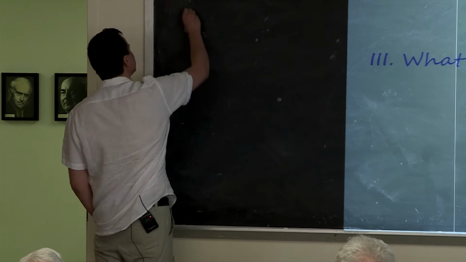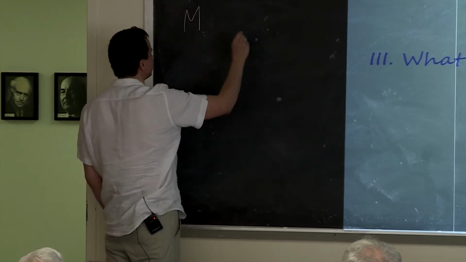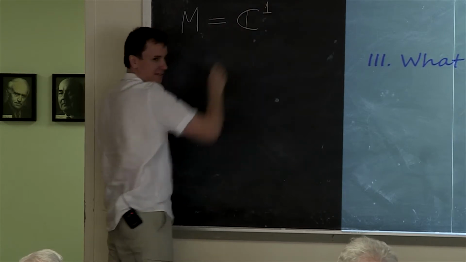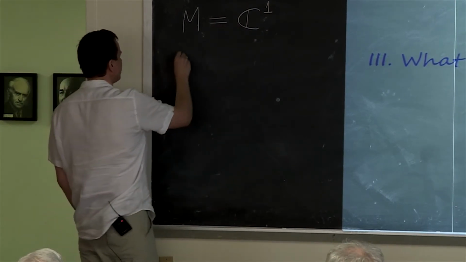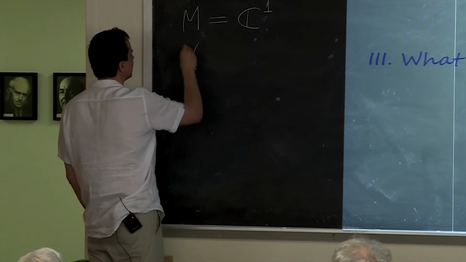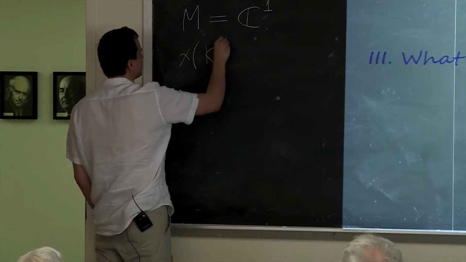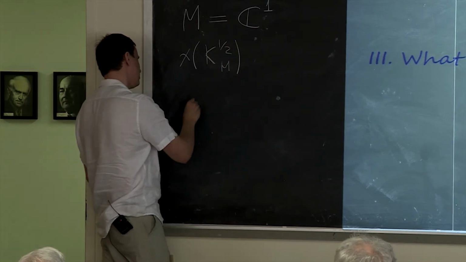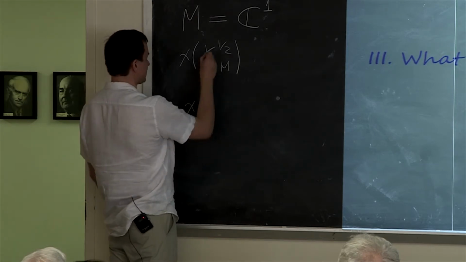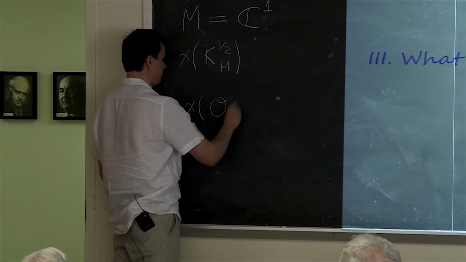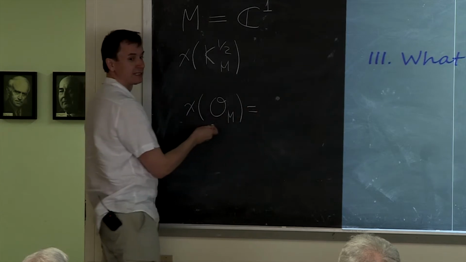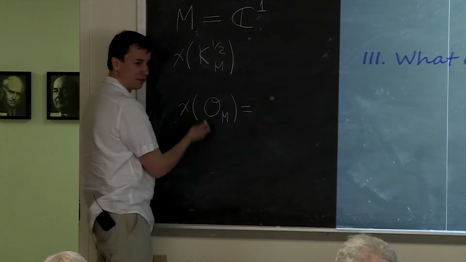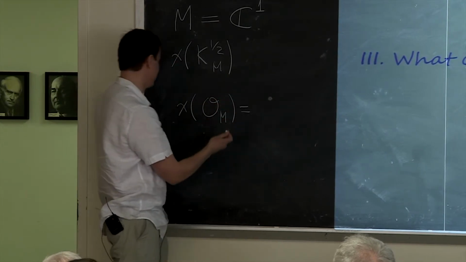Namely, suppose M is the simplest possible algebraic variety, just C^1, just a line. So what is this thing, chi of the square root of its canonical bundle? Let's first do the chi of just functions on M. Well, it's an affine variety. It has only sections, so it's only H0, no higher cohomology. So it's just a trace.